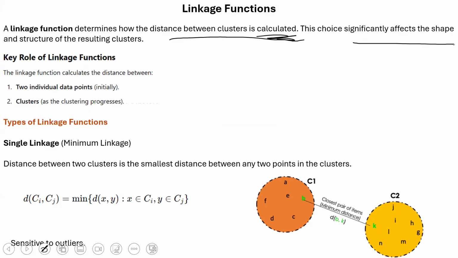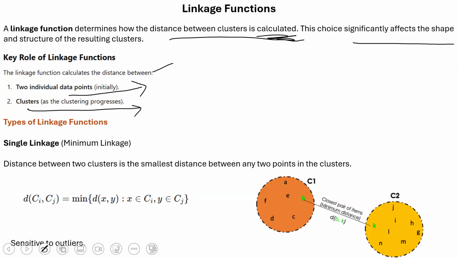A linkage function calculates the distance between two individual data points initially, and then between clusters as the clustering progresses. In agglomerative clustering, the first step is that every point is considered a cluster, right? Then we calculate the distance, merge the nearest points, and keep doing that until we get a single cluster. So as we progress, the distances between the clusters are calculated.